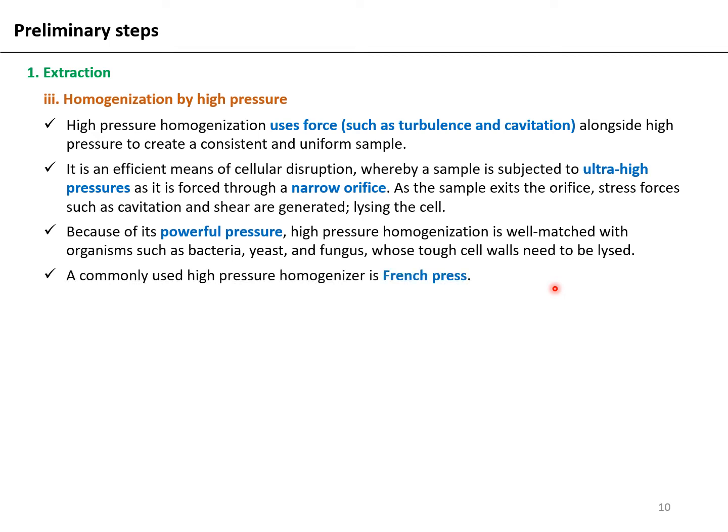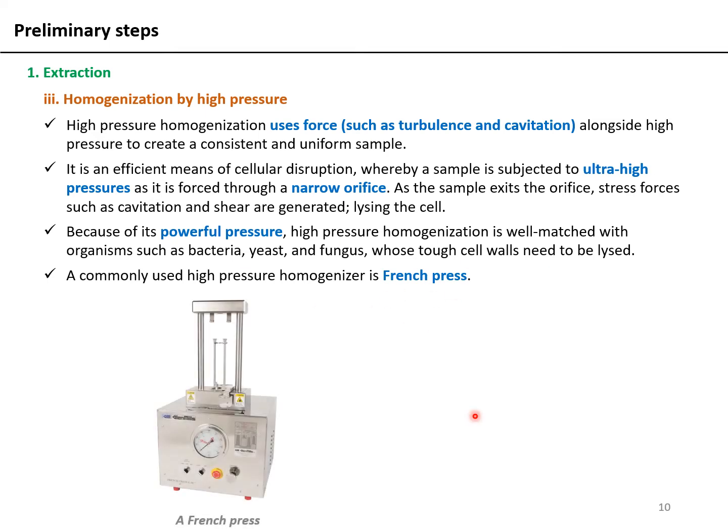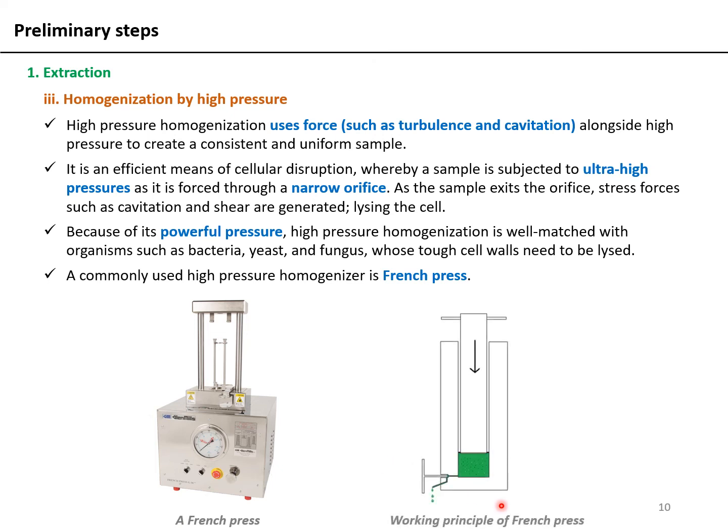A commonly used high pressure homogenizer is the French press. So this is what a typical French press looks like. If we take a look at the working principle of the French press, essentially this green thing is your sample, your cells suspended in the lysis buffer. You put it within the French press and you have this plunger with which you press down. As you're pressing down with the plunger, there is a very narrow and very thin orifice at the bottom through which your sample will exit.